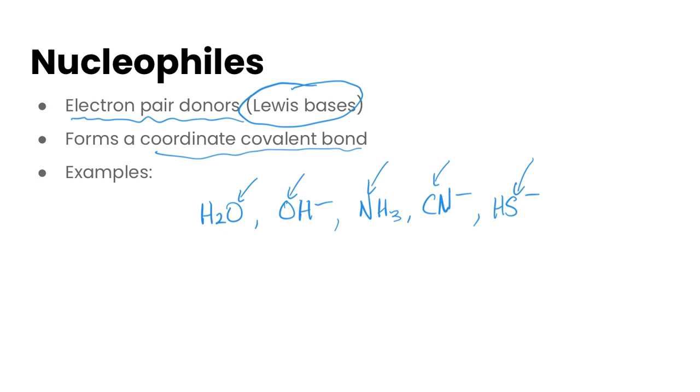Even some derivatives of ammonia are typical examples, like methylamine, which is an example of a nucleophile. So what I'm really trying to get at here is that there are lots and lots of potential nucleophiles available.